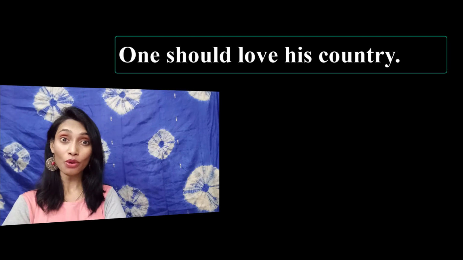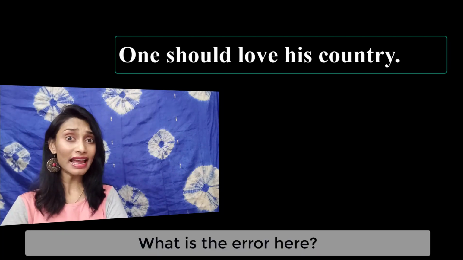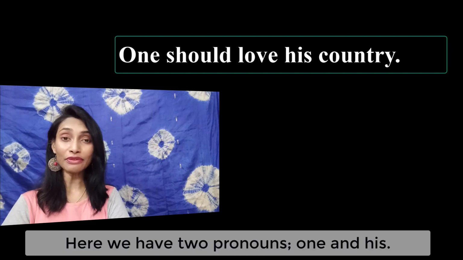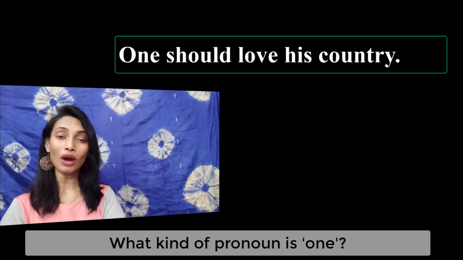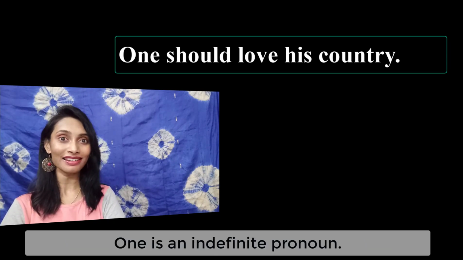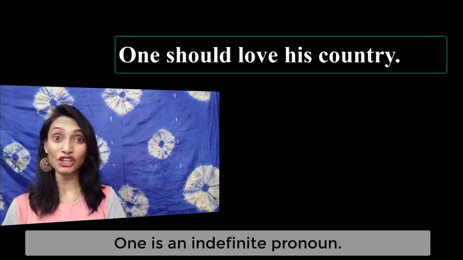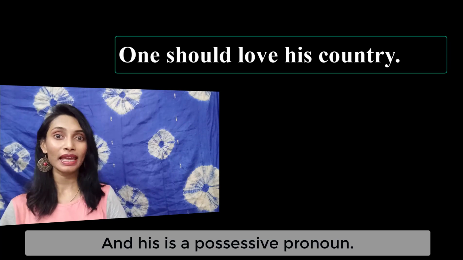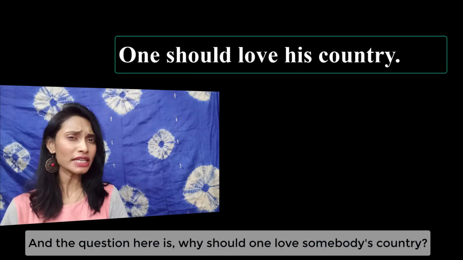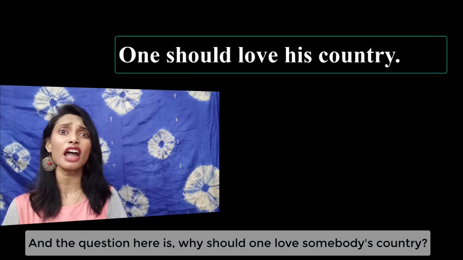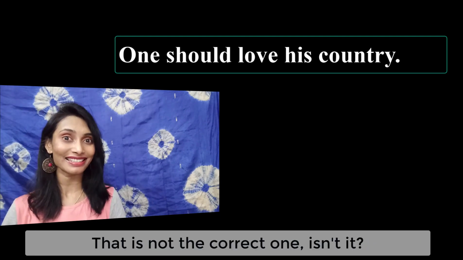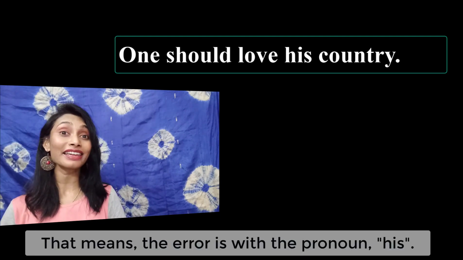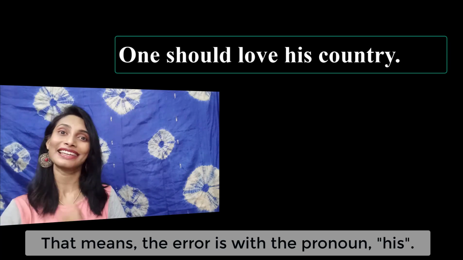One should love his country. What is the error here? Here we have two pronouns, one and his. What kind of pronoun is one? One is an indefinite pronoun and his is a possessive pronoun. And the question here is, why should one love somebody's country? That is not the correct one, isn't it? That means the error is with the pronoun his.